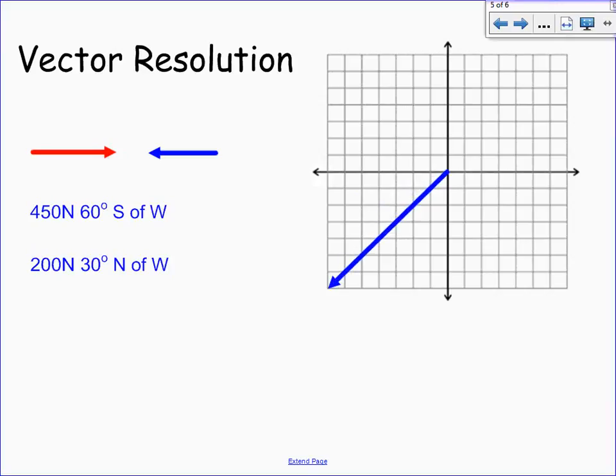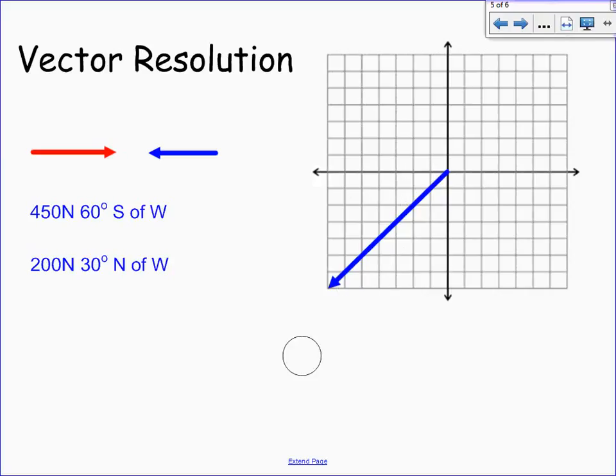Now, I'm going to just go ahead and make my vector of 450 newtons just be this length, because we just want to look at it qualitatively for right now. So there I have it. My vector is 450 newtons, which represents this whole length. And notice that it is 60 degrees south of the west reference.